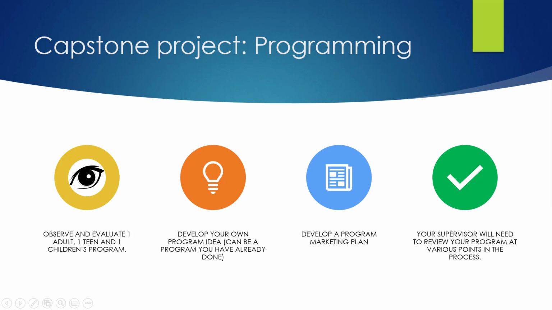For the capstone project, you will observe and evaluate an adult program, a teen program, and a children's program at your library. Then you will develop your own idea for a program. Or, if you've already done a program that you like, you can use that idea. You will also develop a marketing plan for your program, and this may be print materials, word of mouth, social media, and/or press releases to local newspapers. During this process, you will be discussing your plan with your supervisor and brainstorming ways to make your program better.